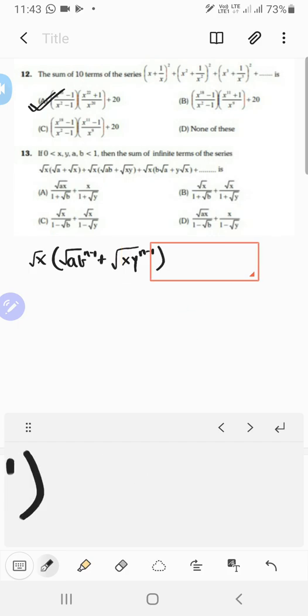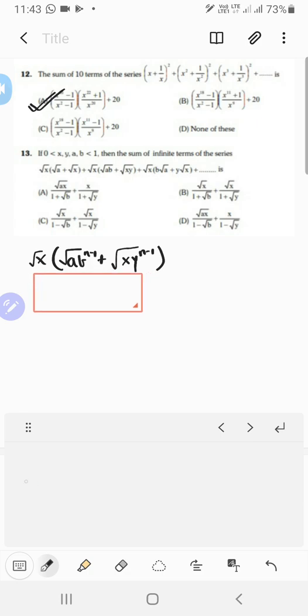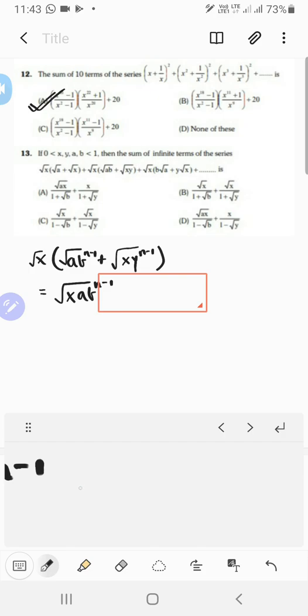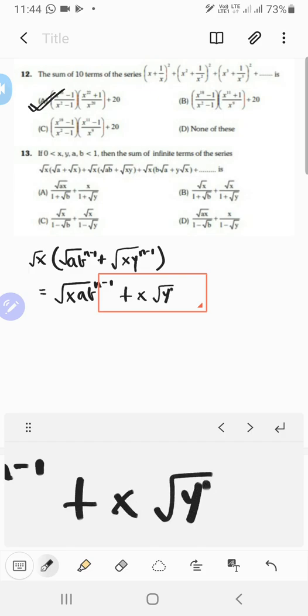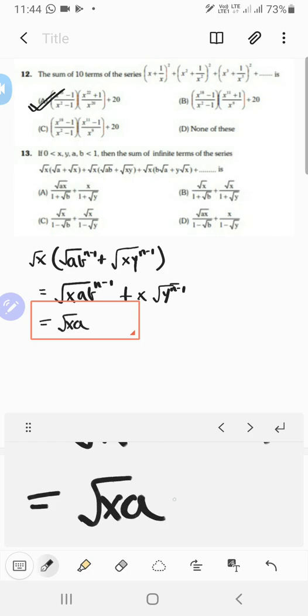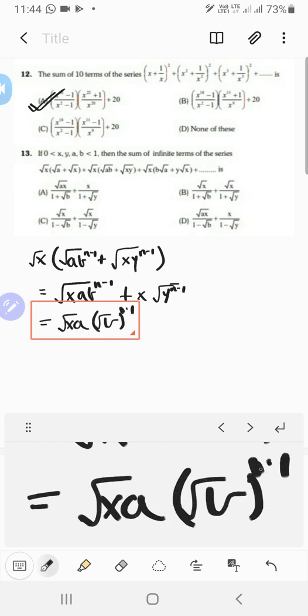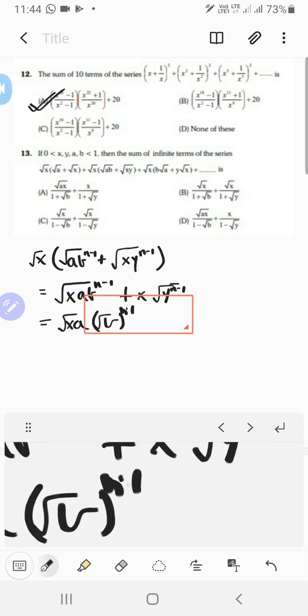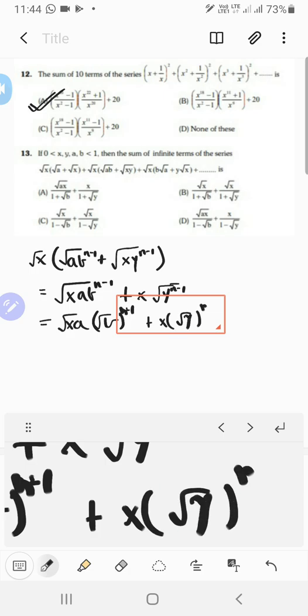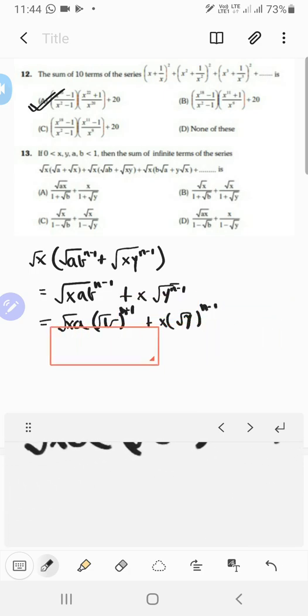Now we want to sum this up, but before doing that, let's just simplify it. So this is the same as saying root of x times ab to the n minus 1 plus x root of y to the n minus 1, which can be further written as root xa times root b to the power of n minus 1, and then plus x root y to n minus 1. That's nice. So this is just a GP.